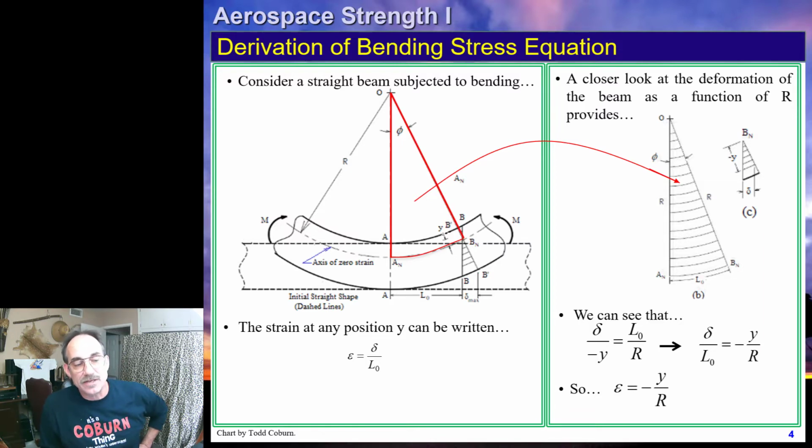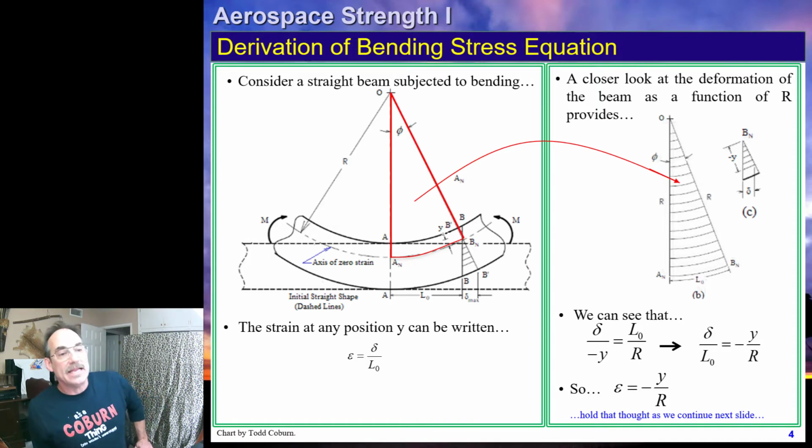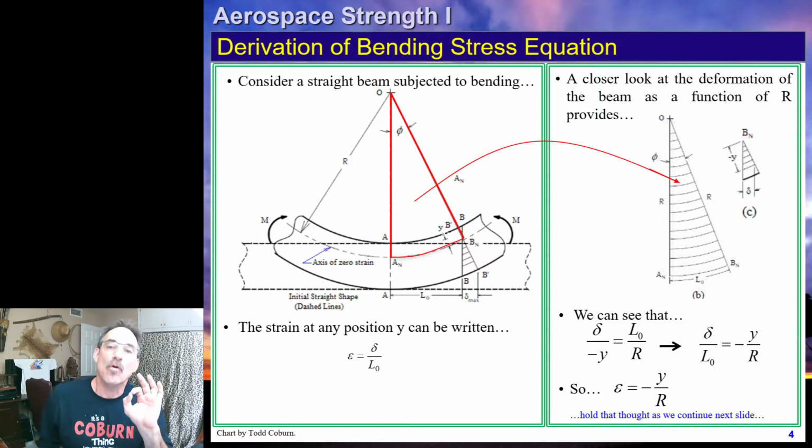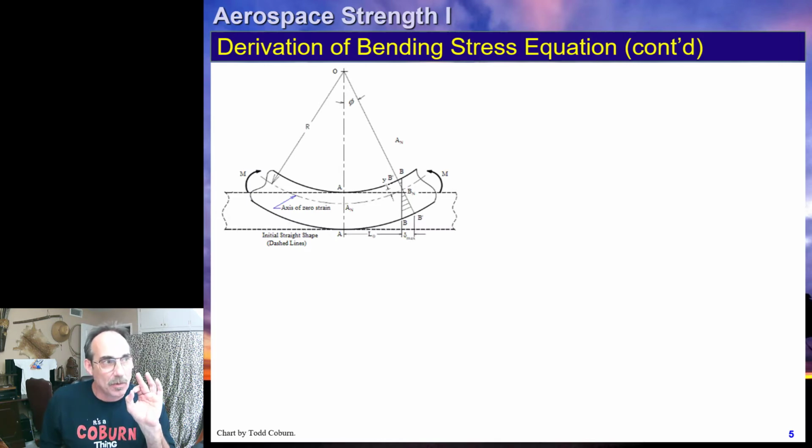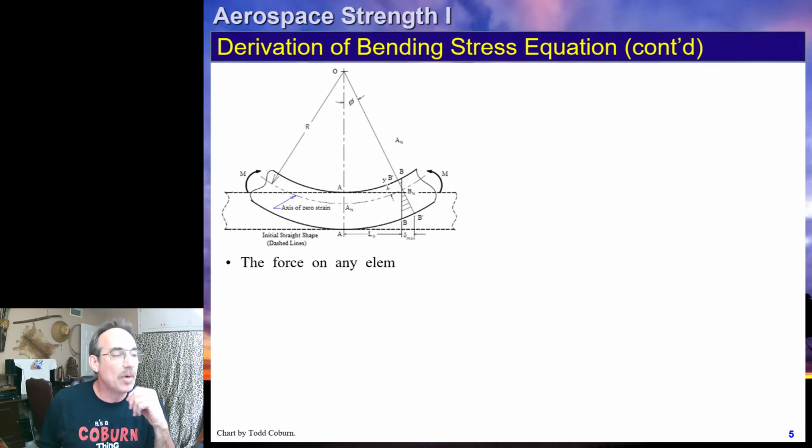Okay, so stay tuned. Oh, one more idea. If we put this together with our strain relation, we find we can write the strain as simply negative y over r. So if we're above the neutral surface, we're going to have a negative strain. Positive y means a negative strain. Negative y means a positive strain according to this. Okay? So this is the way we're bending our beam in this positive smiley face bending now, and we're going to continue our derivation.